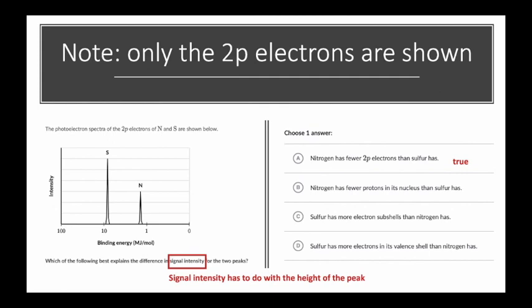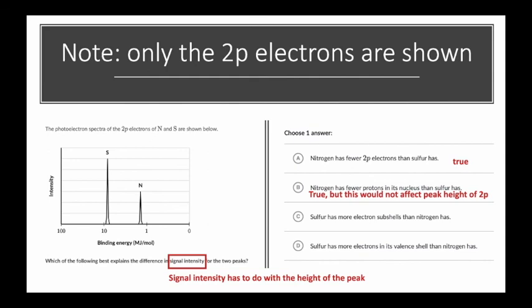Let's go through the rest of them and just make sure. Nitrogen has fewer protons in its nucleus than sulfur does. Well, that's definitely true too, but the fewer protons, that's not going to affect our peak height, but it might affect how much the 2p peak is shifted to the left, since the binding energy would be higher with more positive charge. And we actually do see this in the graph.